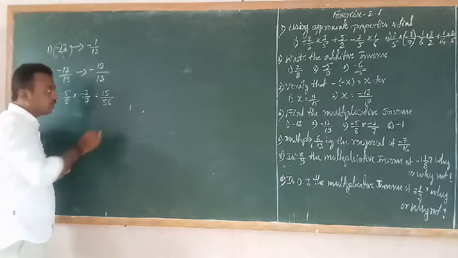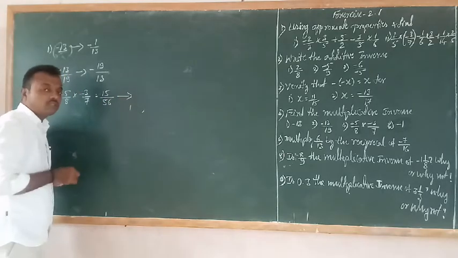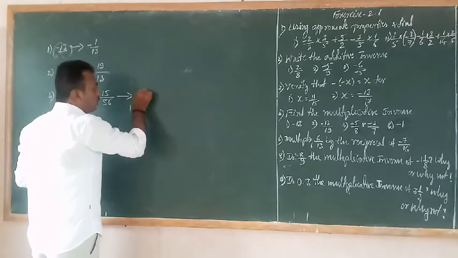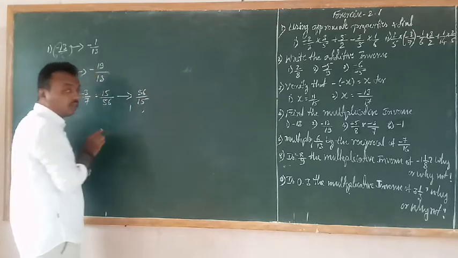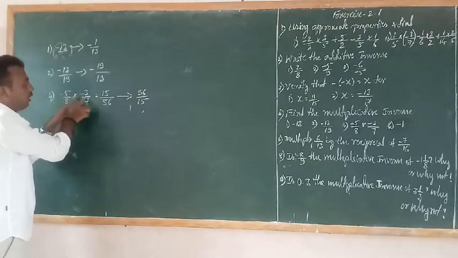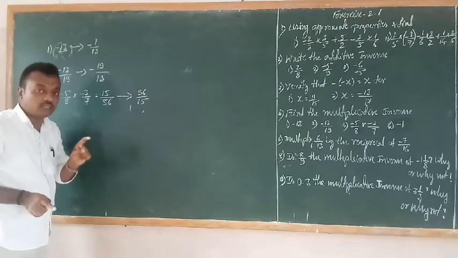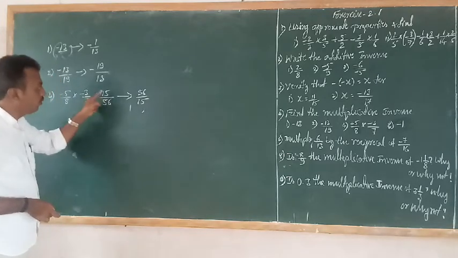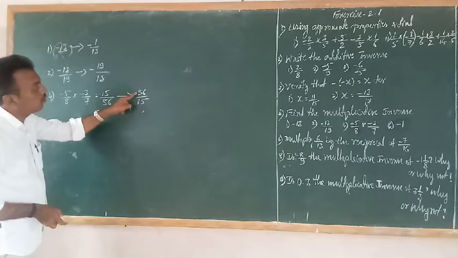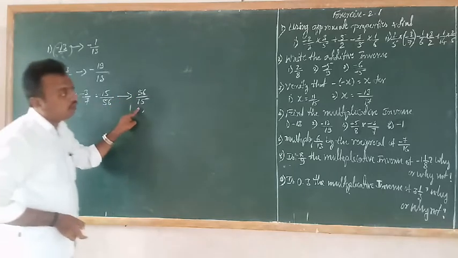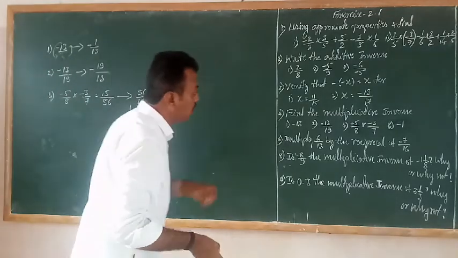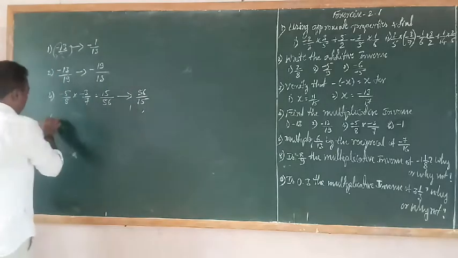What is the multiplicative inverse of 15 by 56? 56 by 15. That's all. The sign will multiply, minus into minus becomes plus. So the sign never changes in the multiplicative inverse. So the multiplicative inverse of 15 by 56 is 56 by 15. So like this we have to solve it. The last question, number 6.